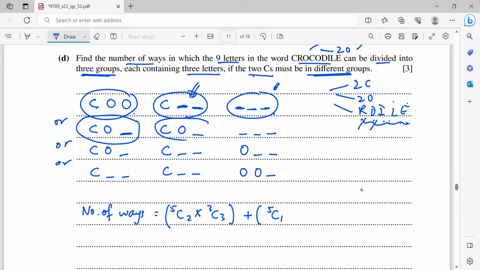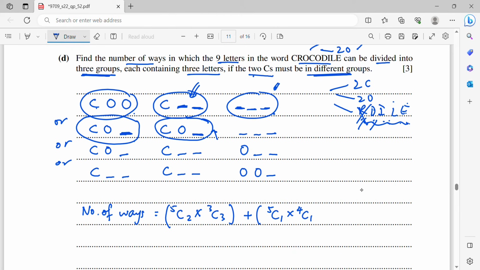Then the second group, again, this underline will be chosen from the R, D, I, L, E. But don't forget, just now I have chosen 1 to be placed in the first group. That means now you only have 4 left. Let's say, for example, you have chosen R. So now I will write 4C1. That is to get the second group.